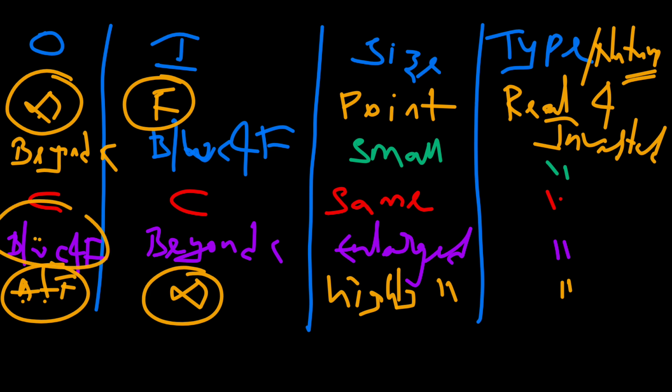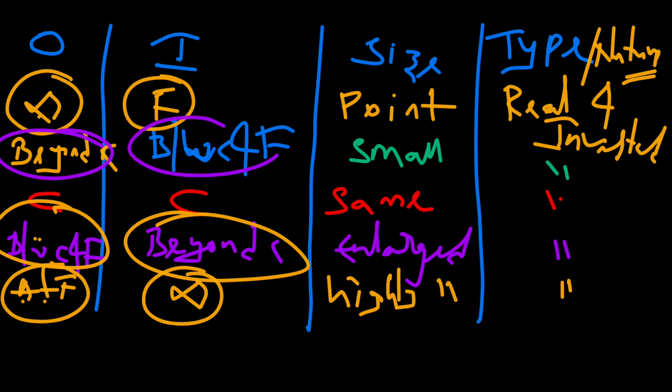Here, object between C and F, image beyond C. Object beyond C, image between C and F, right? So it's an easy trick to remember. But the size varies a little bit, so you need to remember everything carefully. Up to these five cases, everything is clear. Object at C, image at C, same size, and real and inverted. Real and inverted is the same for all these cases.